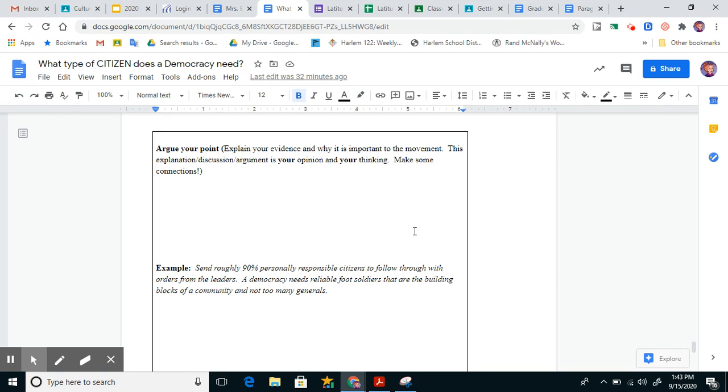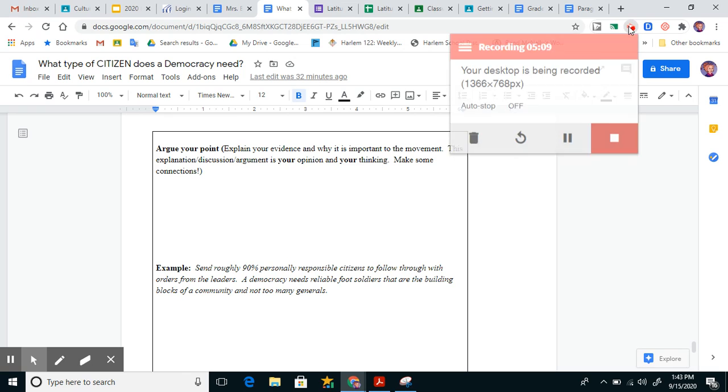There is a Google Doc that's attached to this assignment that you need to type in. It's already formatted in MLA, so you don't have to do anything more to get it to that format.